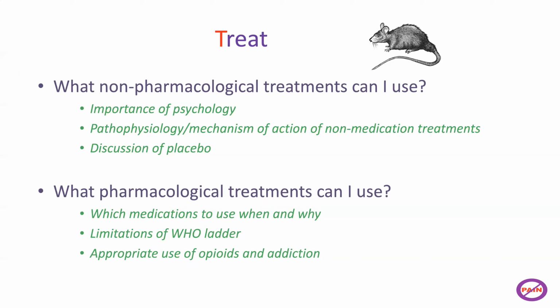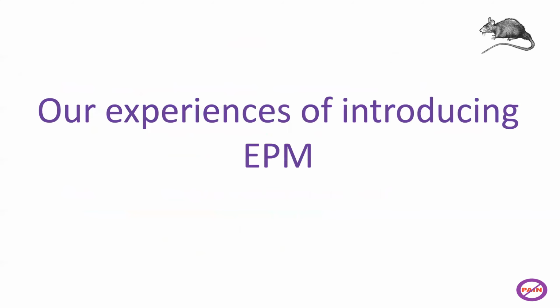And then it's looking at what pharmacological treatments can I use? Which medications to use, when and why? It looks at the limitations of the WHO ladder and the appropriate use of opioids and addiction. And this is particularly important now when we're looking at the opioid crisis, the guidance on prescribing opioids, and the effects of long-term opioid prescribing. So it's really important to think about that.